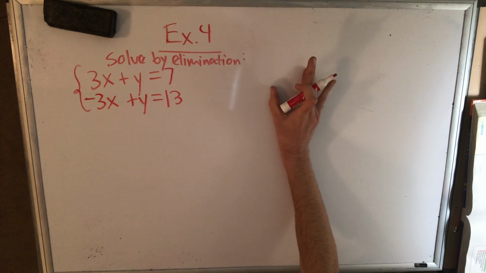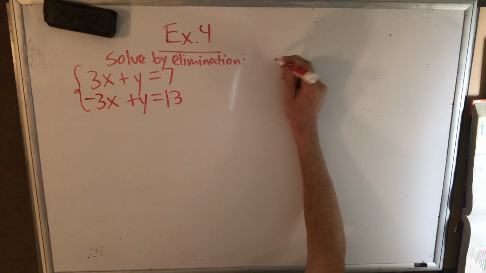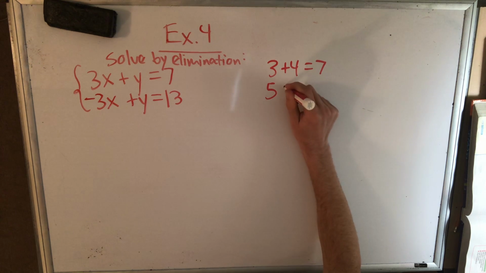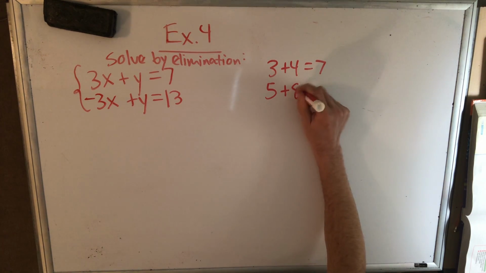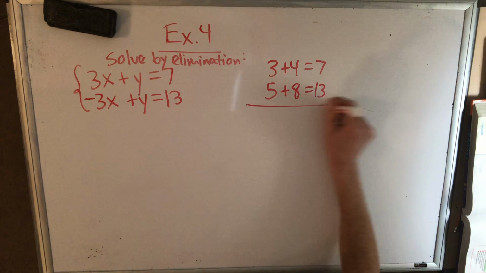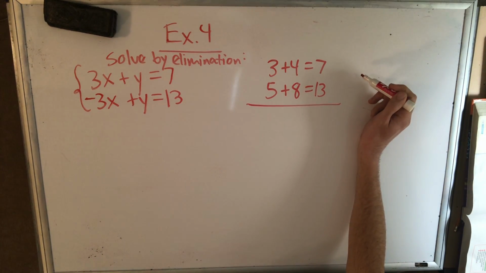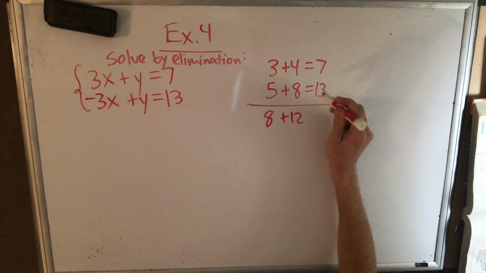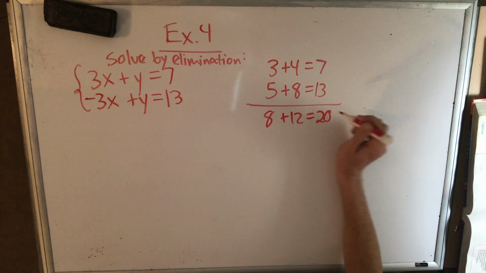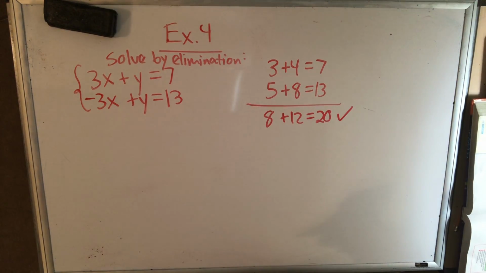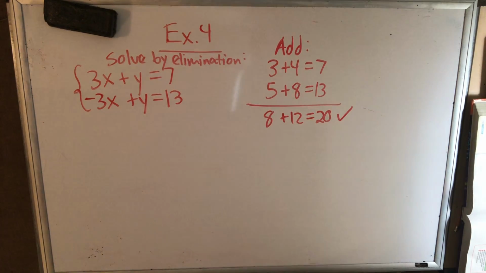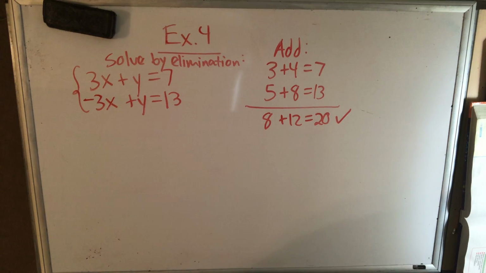Let's say we have two random equations, such as 3 plus 4 equals 7 and 5 plus 8 equals 13. If I add those equations together, 3 plus 5 is 8, 4 plus 8 is 12, 7 plus 13 is 20. I get a true equation when I add the equations together. You always get a true equation whenever you add equations together.